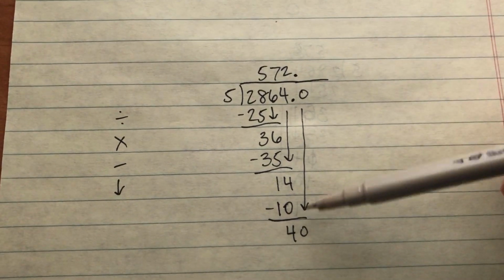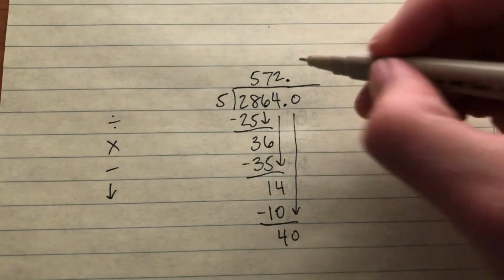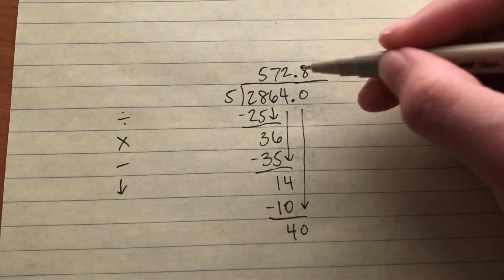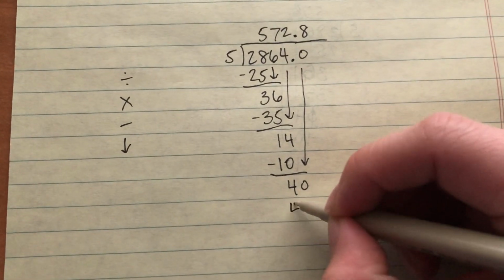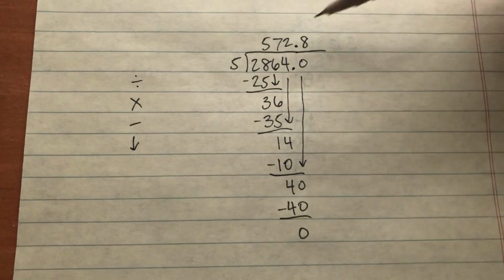So we brought down our 0. Now we're going to divide again. What is 40 divided by 5? 8. 8 times 5 is 40. We subtract, we get 0. We have nothing left over, so we know that this is our answer.